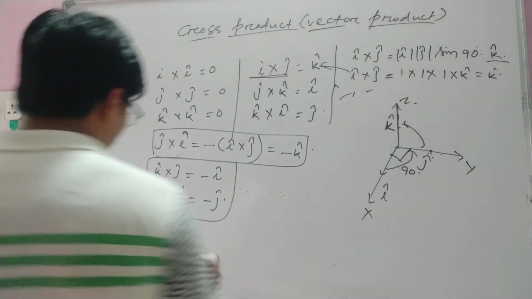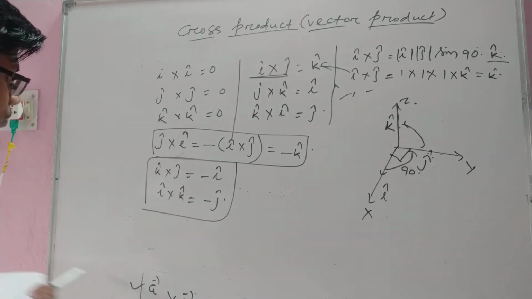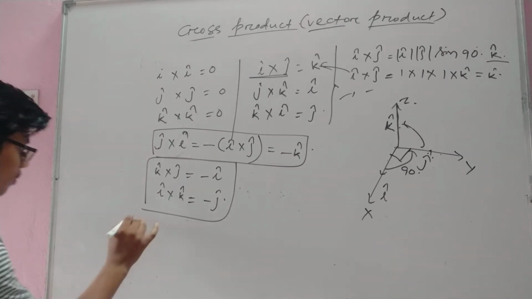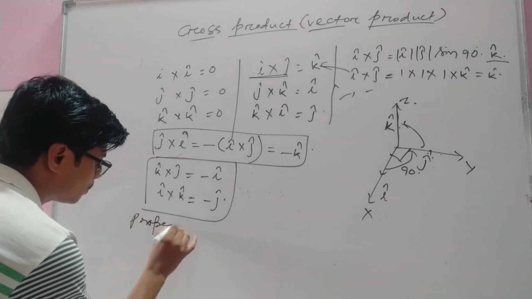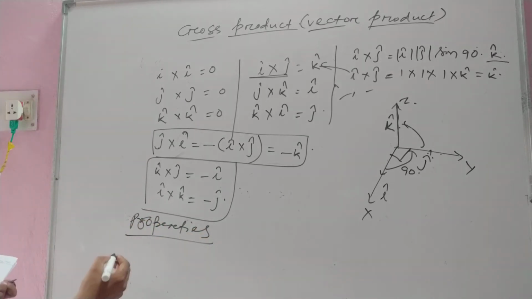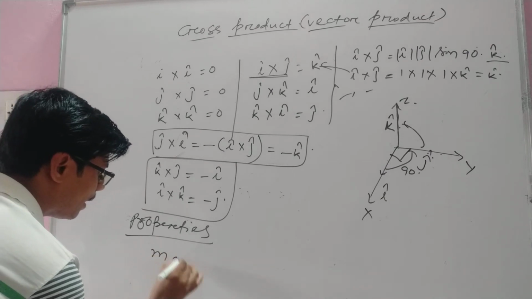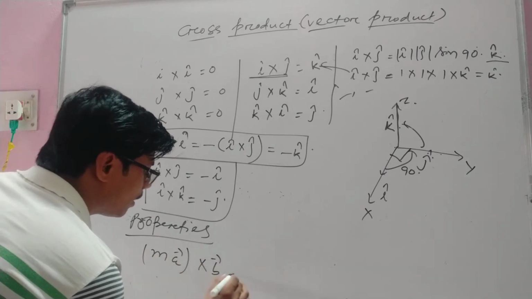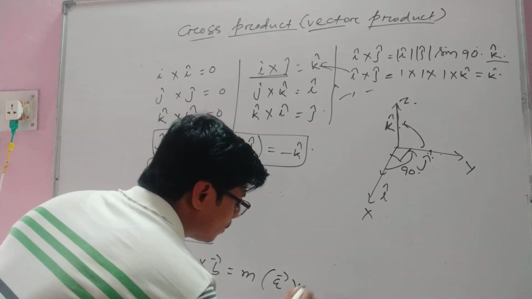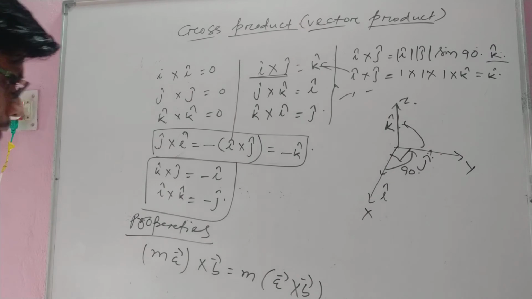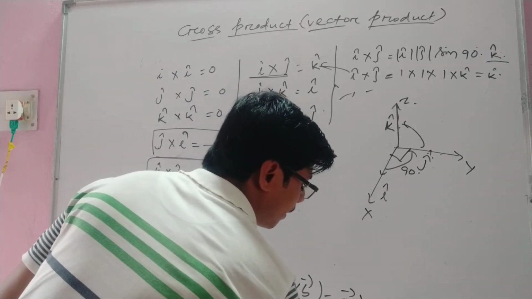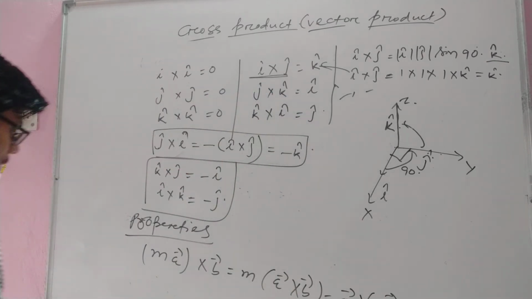In this case we write some properties. m times a vector cross b vector, where m is a scalar, so we replace with cross. Okay, we can write it here, and also we can write a cross m b vector.